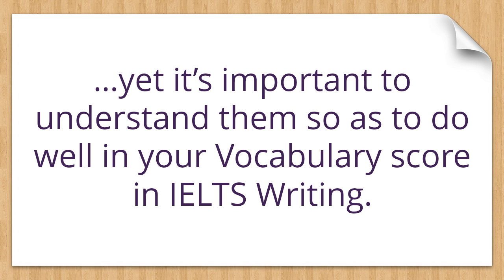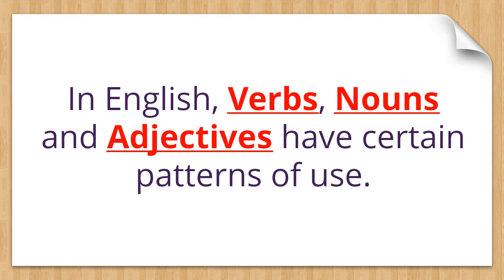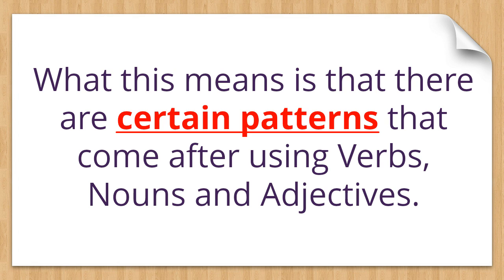We'll start with word patterns first. In English, verbs, nouns, and adjectives have certain patterns of use. What this means is that there are certain patterns that come after using verbs, nouns, and adjectives. Let's look at verbs first. Let me give you an example.